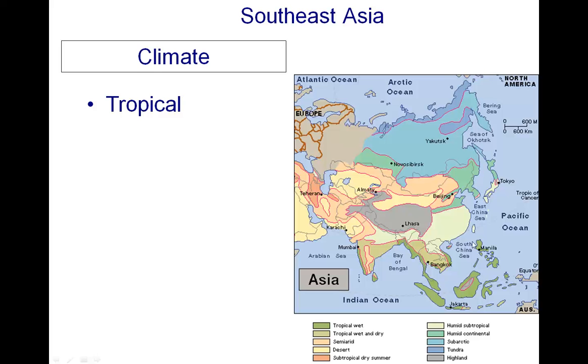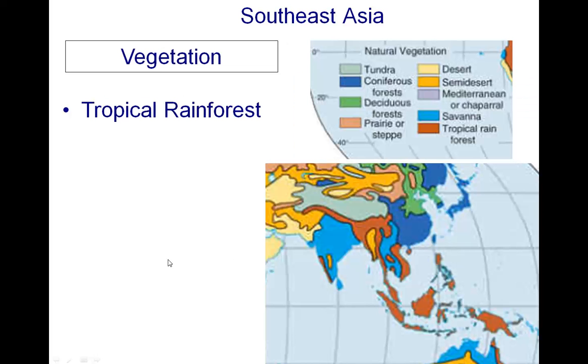The climate of Southeast Asia, if you see here, we have some pockets of humid subtropical, like we saw with East Asia, but we have much more of a tropical climate, both the tropical wet and dry and the tropical wet climates. So a much more important part of the climate. And so when we think of Southeast Asia, we can focus primarily on a tropical climate.